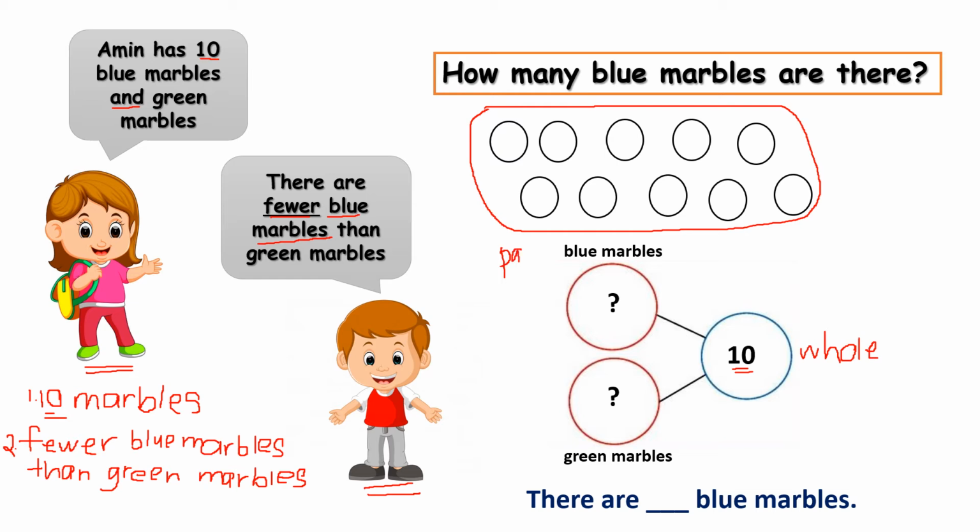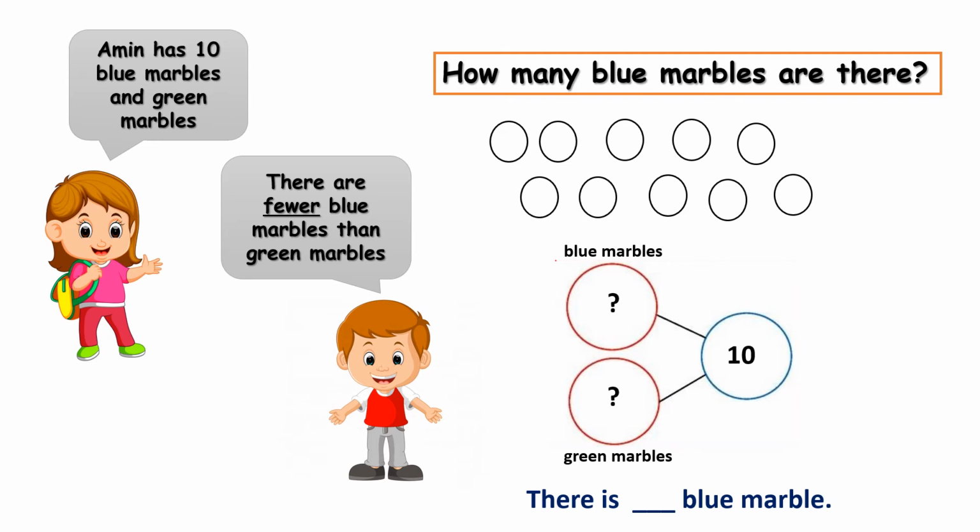One part is the blue marbles and the other part is the green marbles. We don't know how many blue marbles and green marbles there are, right? But we know that there are fewer blue marbles.